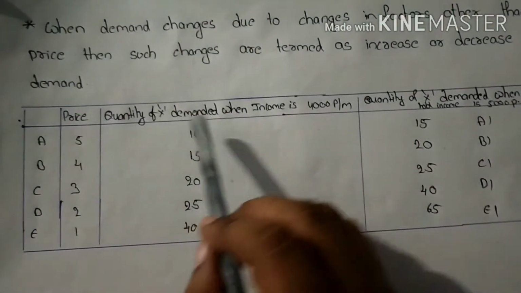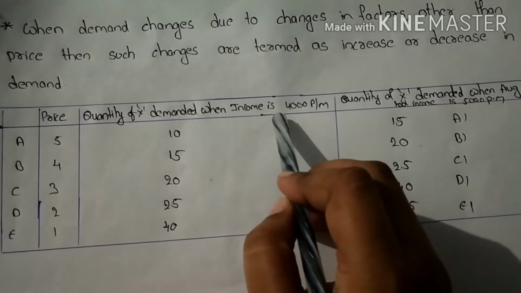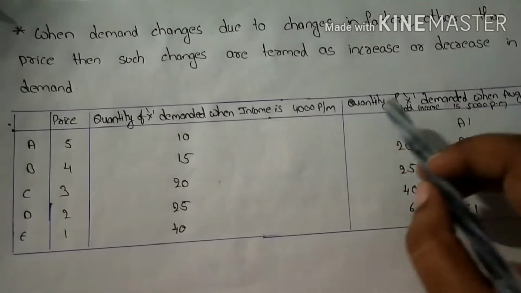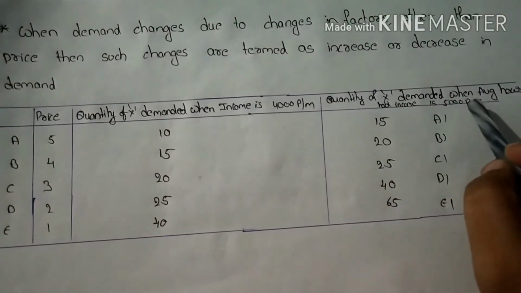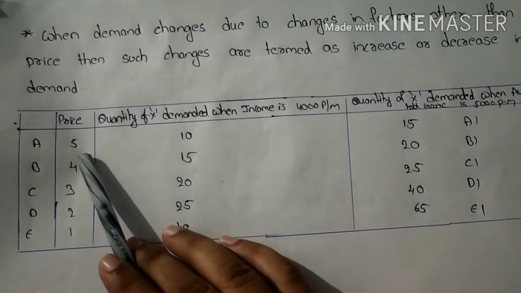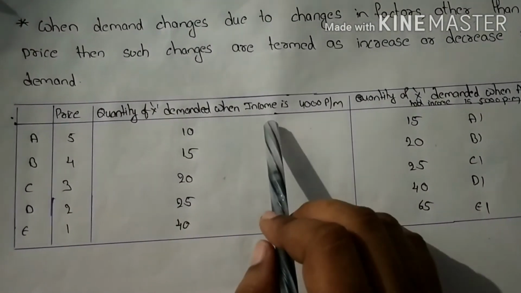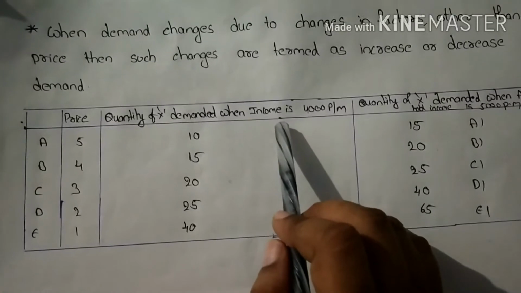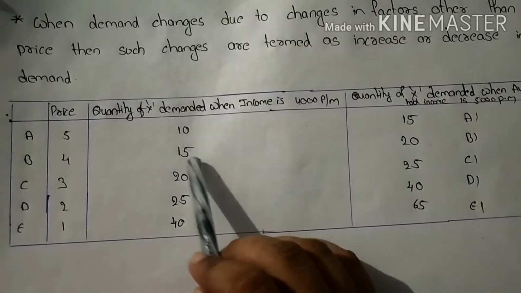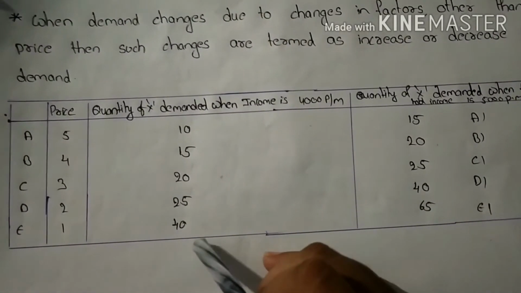Price, and quantity of X demanded when average household income is 4,000 per month. Next, quantity of X demanded when average household income is 5,000 per month. Suppose the price is 5, and the average income of X is 4,000 per month, then he goes for 10 quantities. If the price is 4, he goes for 15. Price is 3, he goes for 20. And price is 1, he goes for 40 quantities.